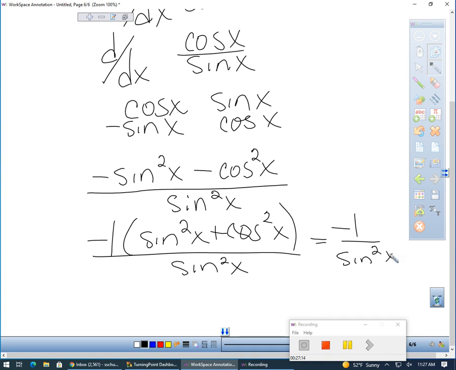Well, what is 1 over sine squared? It is negative cosecant squared x. And so you just proved it. It was not as bad as you thought.